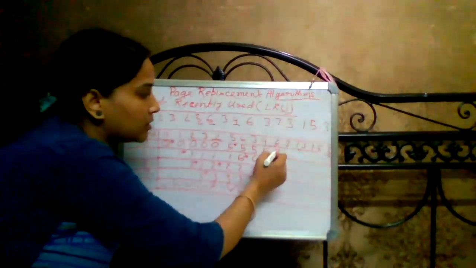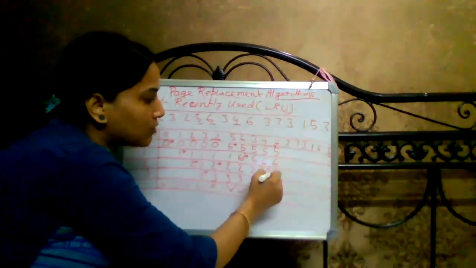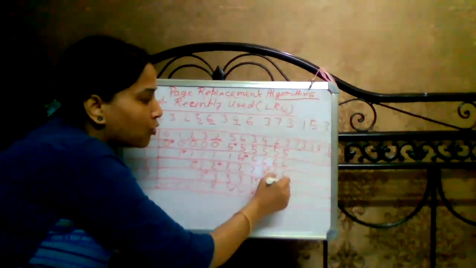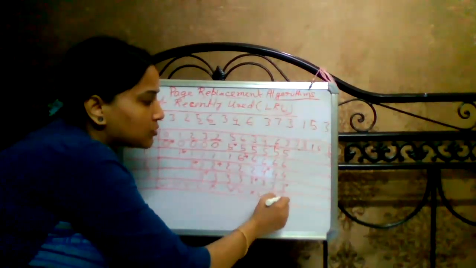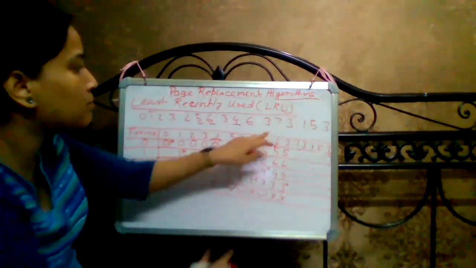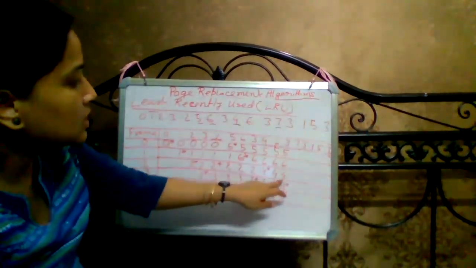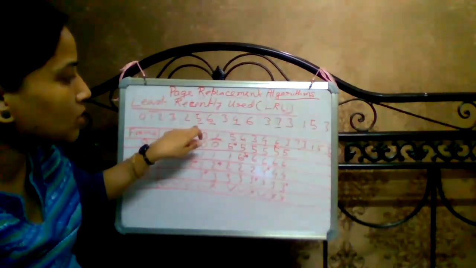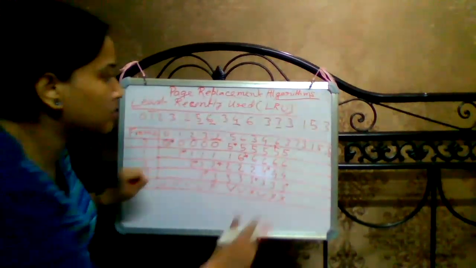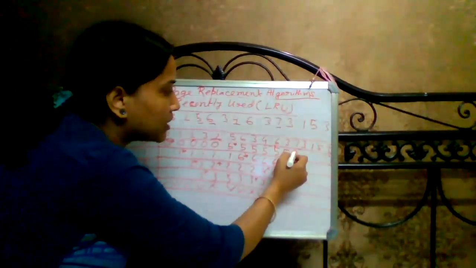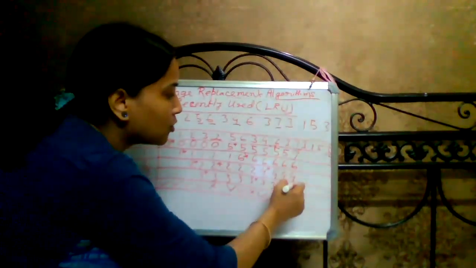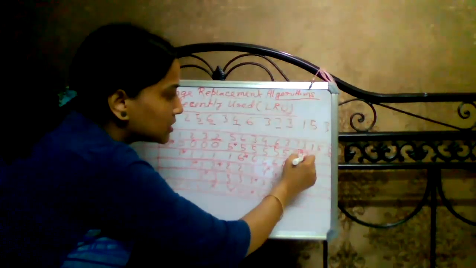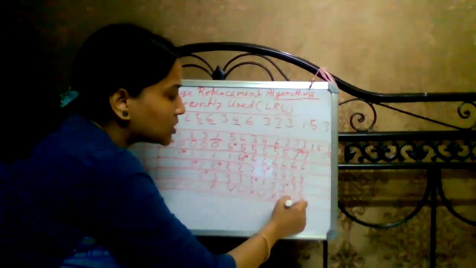Then 6, what happened? 5 6 is already there. 4 3, no page fault. Then 3, 5 6 4 3, no page fault. Then 7. Which one will be replaced? Here 3 4 6 5. Which one is not in use recently? That is 5. So we'll replace 5 by 7. So 7 6 4 3, page fault occurs. 7 is the running, 3 is already there. 7 6 4 3, no page fault.